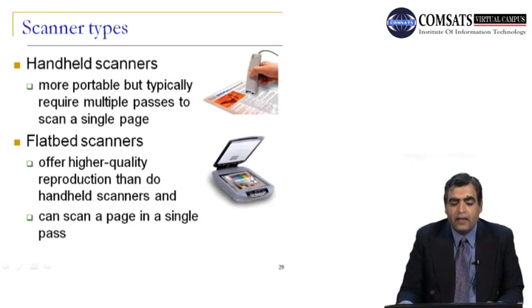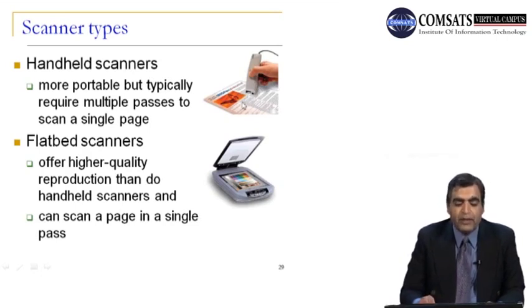The handheld scanners are more portable, but typically require multiple passes to scan a single page, because they are not as wide as letter size paper, like the flatbed scanner which you are seeing here. So you have to move them across the page many times so that the image can be built. The flatbed scanners offer higher quality reproduction than the handheld scanners, and they can scan a page in a single pass. Multiple scans are sometimes required for color images.